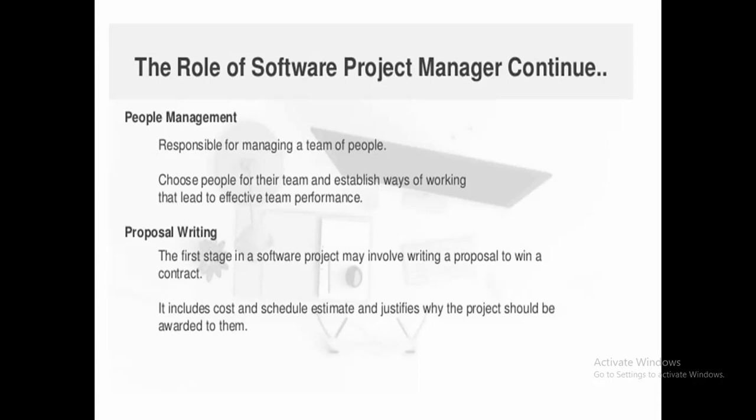Fifth is proposal writing. The first stage of a software project involves writing a proposal to win a contract, including cost and schedule estimates for the project, and justifying why the project should be awarded to them.